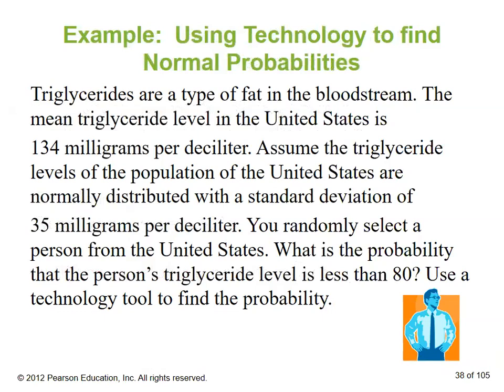Triglycerides are a type of fat in the bloodstream. The mean triglyceride level in the U.S. is 134 milligrams per deciliter. Assume that the triglyceride levels of the population of the United States are normally distributed with a standard deviation of 35 milligrams per deciliter. You randomly select a person from the U.S. What's the probability the person's triglyceride level is less than 80? And it tells you to use a technology tool to find the probability.